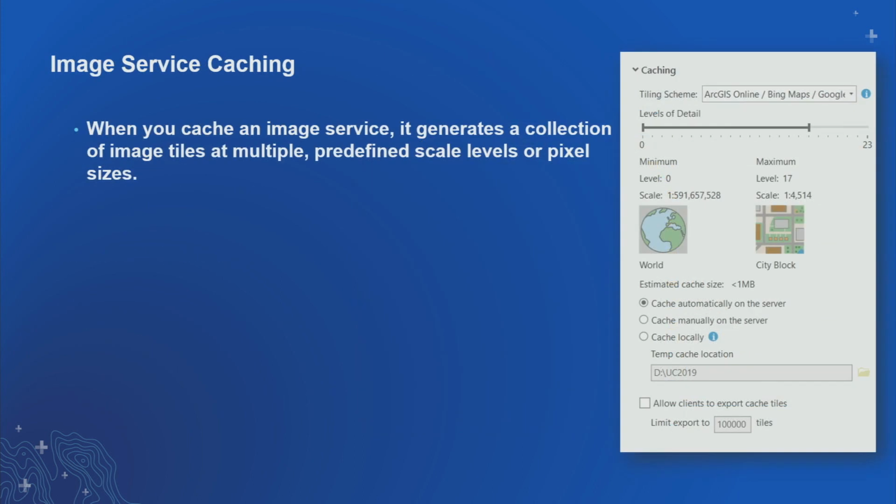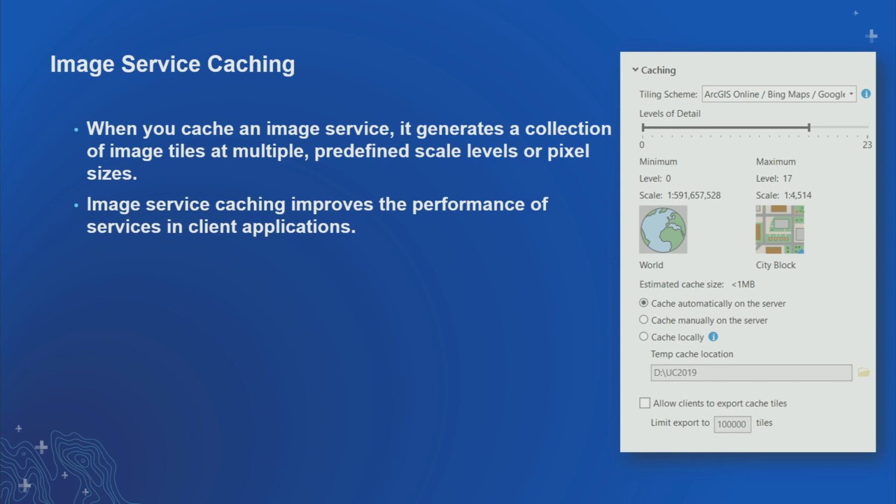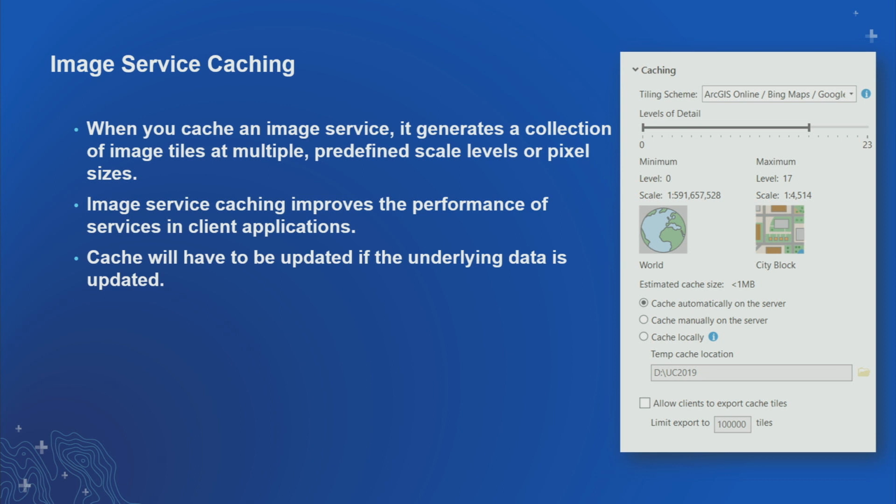And another aspect of publishing workflow that needs to be mentioned is image service caching. Caching is nothing but creating a pre-processed, pre-generated set of tiles so that the server does not have to access the input mosaic dataset or raster dataset each time a request is sent. The advantage of this is that it improves the performance of the service in client application, but there are a few things that you need to keep in mind. One is that it takes a long time to generate these tiles, and it requires additional storage for storing these pre-generated tiles. Also, each time the underlying dataset is updated, the cache also will have to be updated.